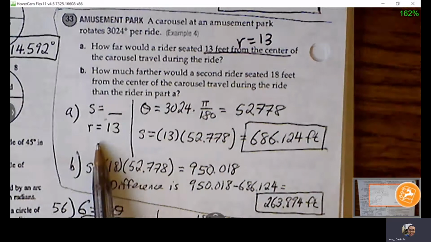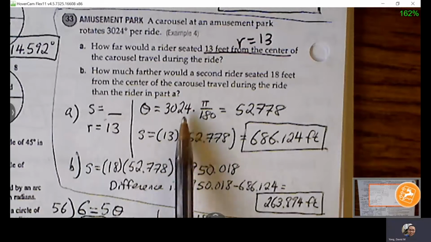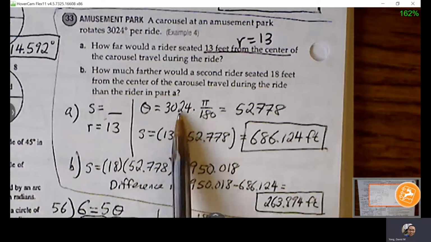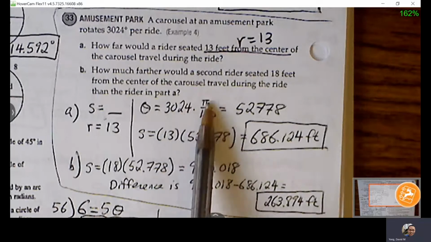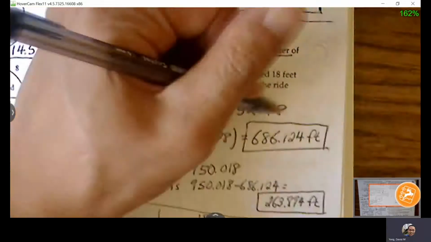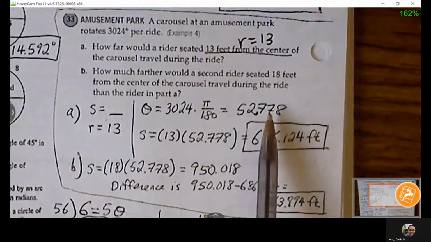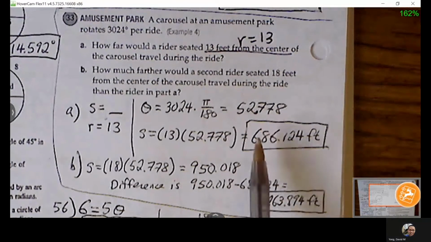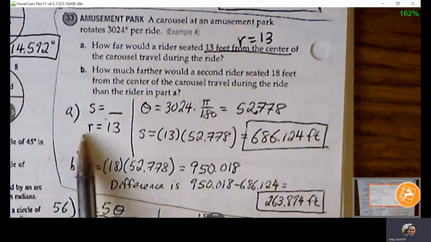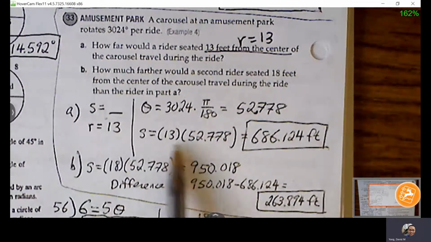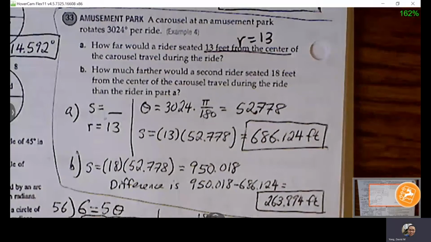So s is the unknown, r is 13, and theta is 3024. This is in degrees, so we have to push it through that conversion, times pi over 180, which gives 52.778. So here's my theta, here's my radius, s equals r times theta, and the decimal value is 686. Okay, so that's part A.